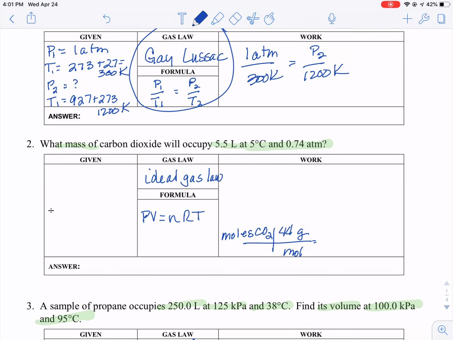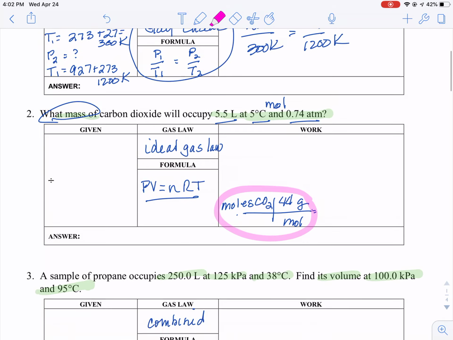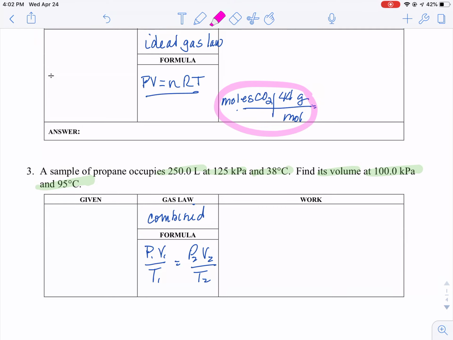The second one is asking for mass. If we want to find mass, we're going to have to find moles. If we are looking for moles and we have liters, temperature, and atmospheres, we're going to have to use the ideal gas law, PV equals nRT. Once you get an answer in moles, then you can multiply by the molar mass, which is 44 grams per mole, and come up with grams of carbon dioxide. And there is a key of this, and I think I've already loaded it onto Moodle. If I haven't, I will.